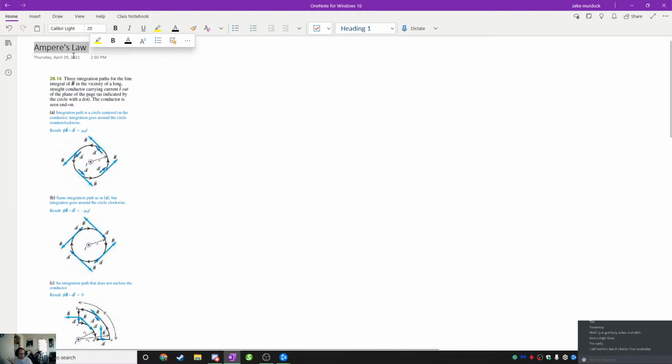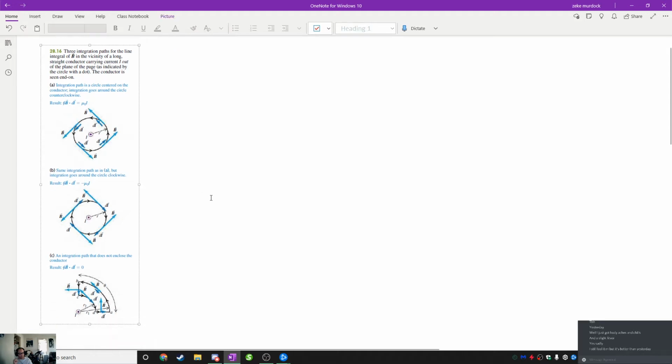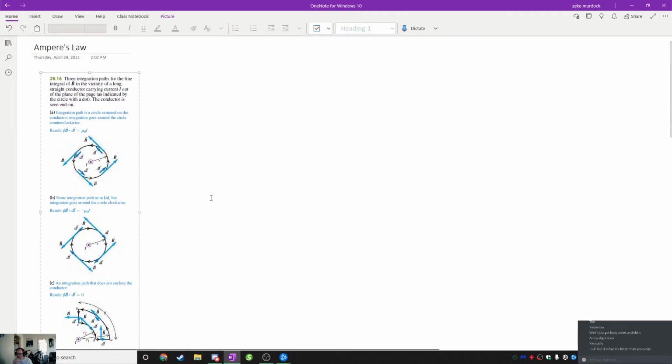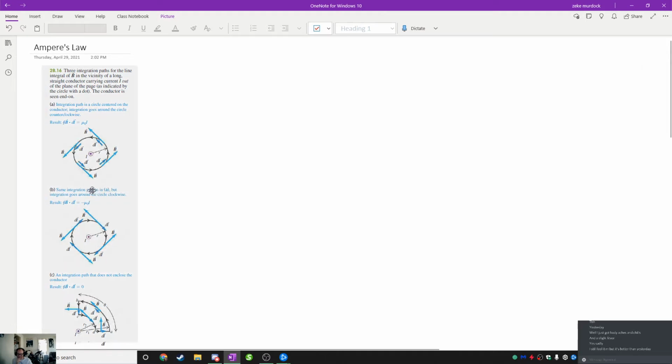Well, we have two Gauss's laws. There's the Gauss's law for magnetism and the Gauss's law for electricity. I guess we didn't talk about Gauss's law for magnetism, did we? Maybe we should talk about this today. Anyway, so we kind of did, but we didn't explicitly say it.